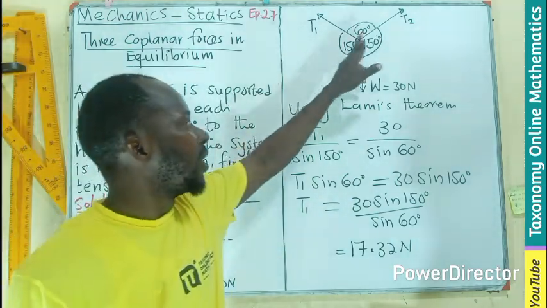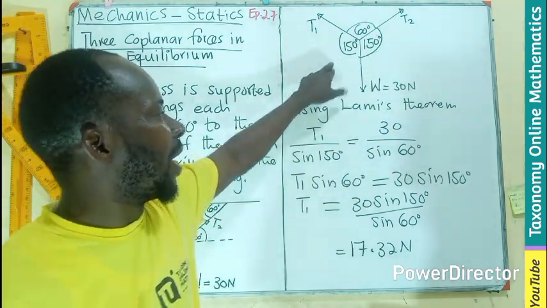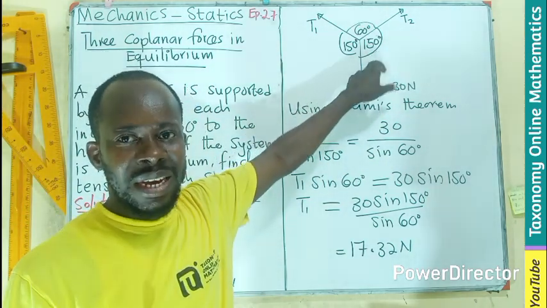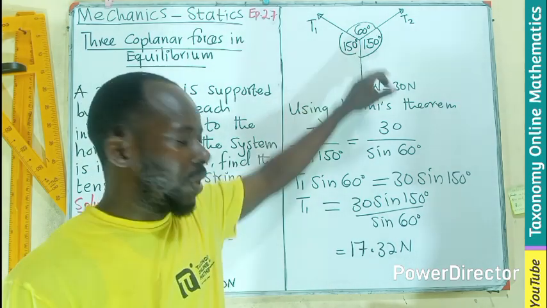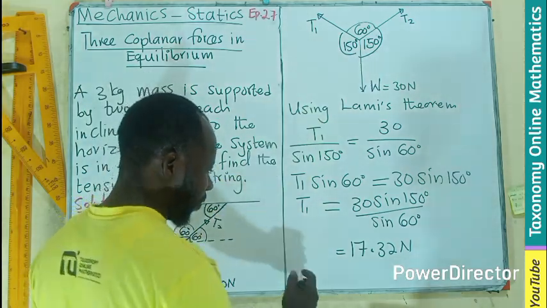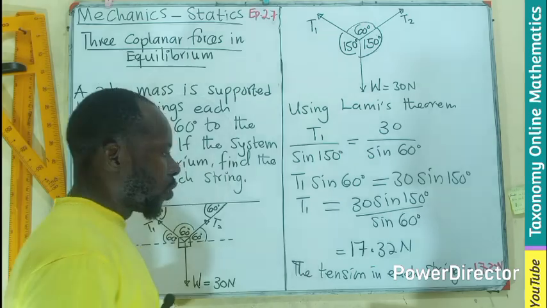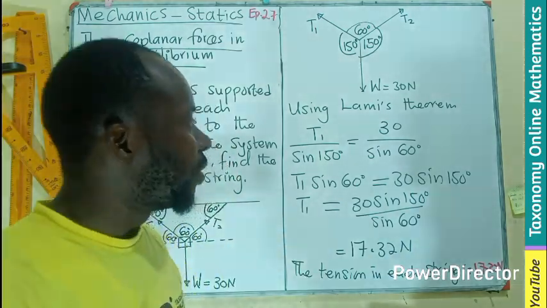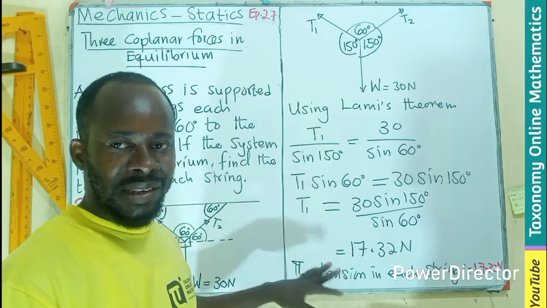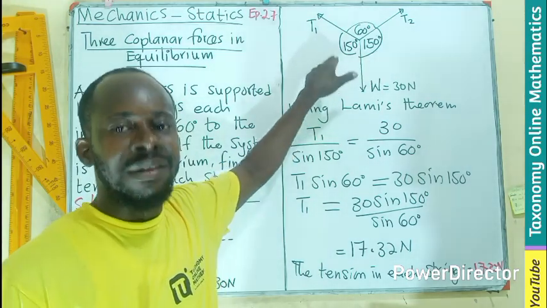Now we are looking for the two tensions, right? This is tension 1, tension 2. If the angle here is different from here, the value for tension 2 will be different. But you can see they are the same. So we can only conclude and say that the tension in each string is 17.32 Newton. This is so because the angles are the same.